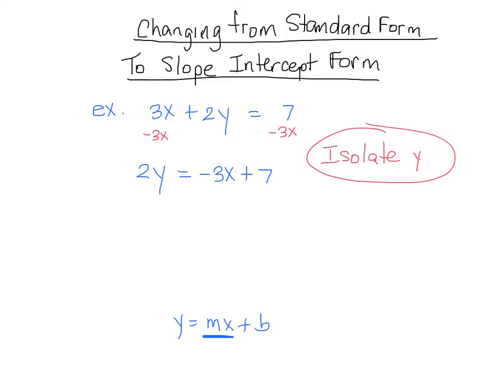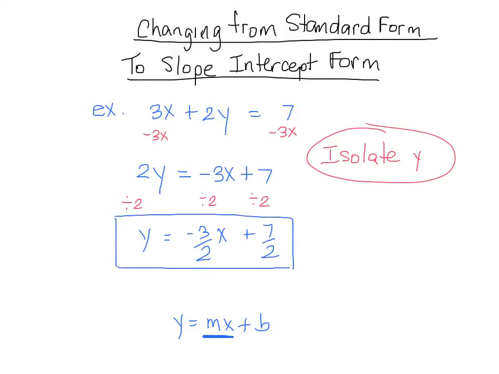Now we just need that y alone, so we can divide both sides by 2. Everything gets divided by 2. And we get y equals negative 3 over 2 x plus 7 over 2. Now we have our equation in slope-intercept form, where we can easily see that the slope is negative 3 over 2, and the y-intercept is equal to 7 over 2.